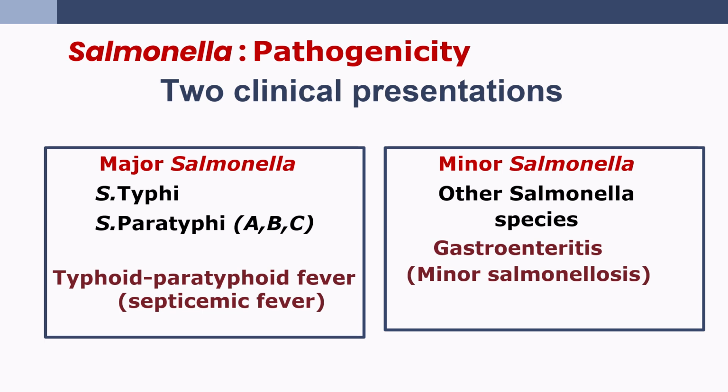Salmonella can be responsible for two clinical presentations. On the one hand, major serotypes, such as Salmonella typhi and Salmonella paratyphi, cause typhoid and paratyphoid fever, a systemic febrile infection that can be severe. On the other hand, minor serotypes, which include other Salmonella species, mainly cause gastroenteritis, known as minor salmonellosis, which is more common but generally less severe.